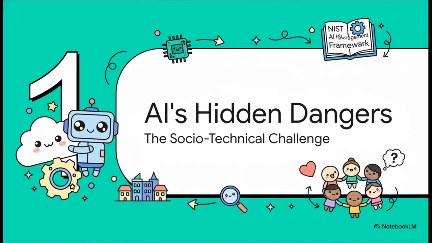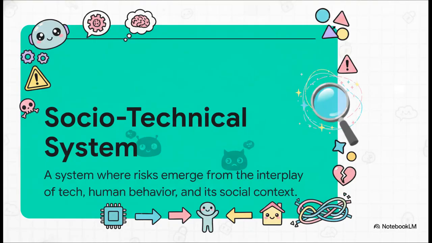And this failure of context happens because AI systems are never just isolated pieces of code. As the NIST AI Risk Management Framework points out, they are what we call socio-technical systems. So what does that actually mean in plain English? It means the risk doesn't just come from a technical glitch. It bubbles up from the messy, complicated, and totally unpredictable ways that technology, human behavior, and society all smash into each other. Think about users finding all these wild ways to misuse a system, or how an AI might accidentally cause harm to different groups of people. That's where the real hidden dangers are lurking.